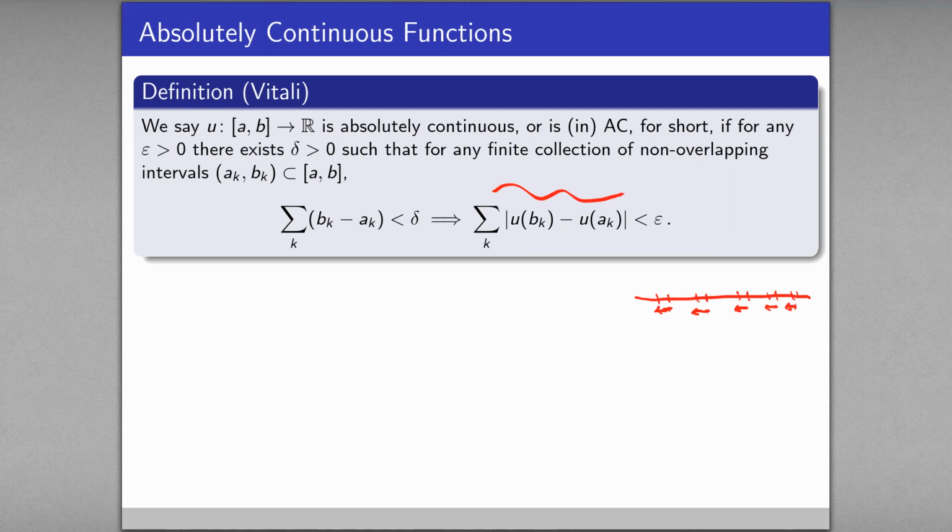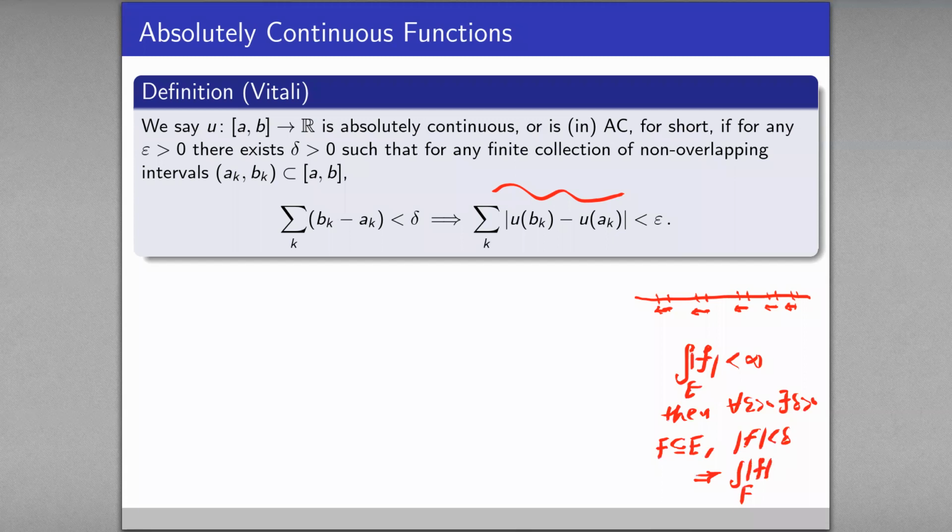If their lengths add up to no more than delta, then this quantity does not add up to more than epsilon. The terminology, interestingly, agrees with the terminology from the theory of L^p functions. So absolute continuity for integrals is saying that if you have the integral of f over some finite set, then for every epsilon positive, there exists delta positive, so that for every measurable subset E, if the measure of E is less than delta, then the integral of f over E, let's say f is non-negative, is less than epsilon.